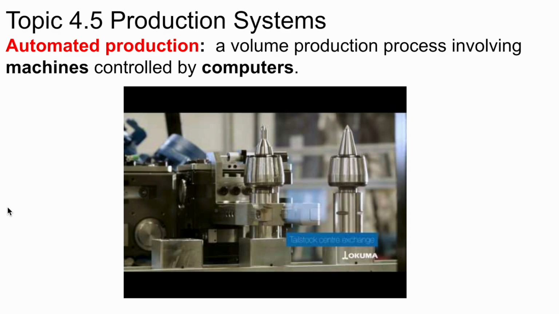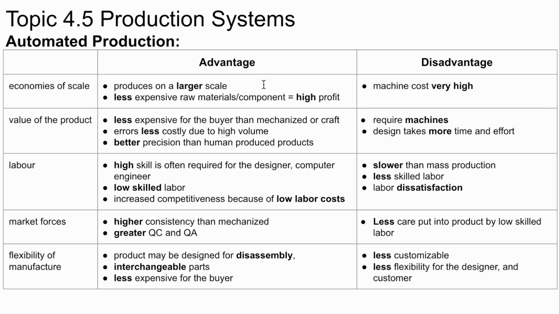Automated production is a bit like mechanized production, except instead of people controlling machines, we're using computers. So this is a production process involving machines controlled by computers. You do get better economies of scale because you're producing at a larger scale usually. That means that the raw materials and components are less expensive, which can mean higher profit. But the machine costs are very high to set this up.